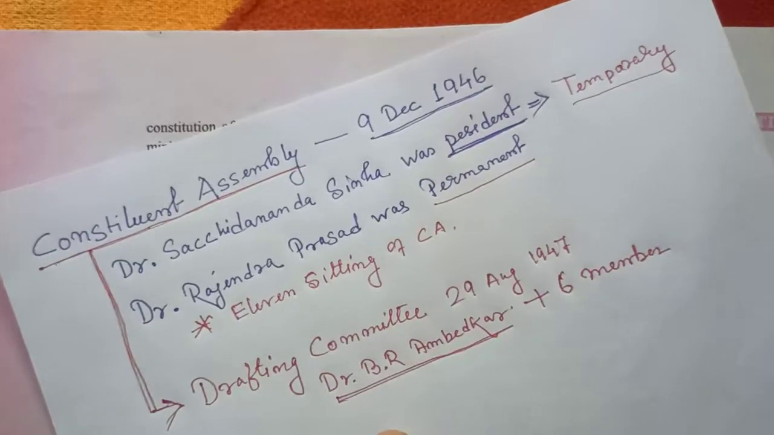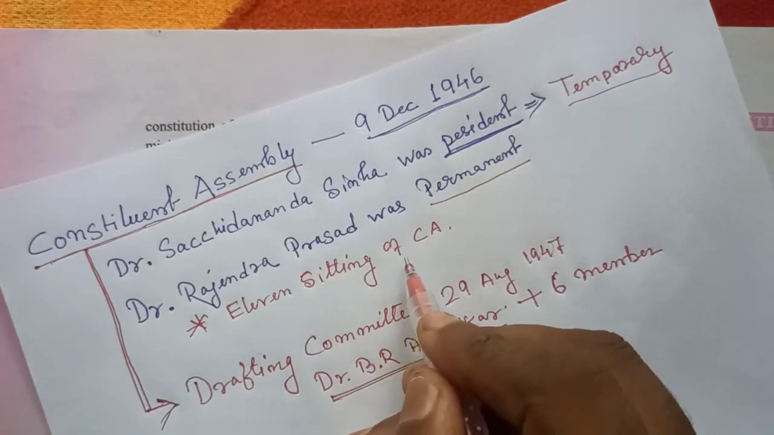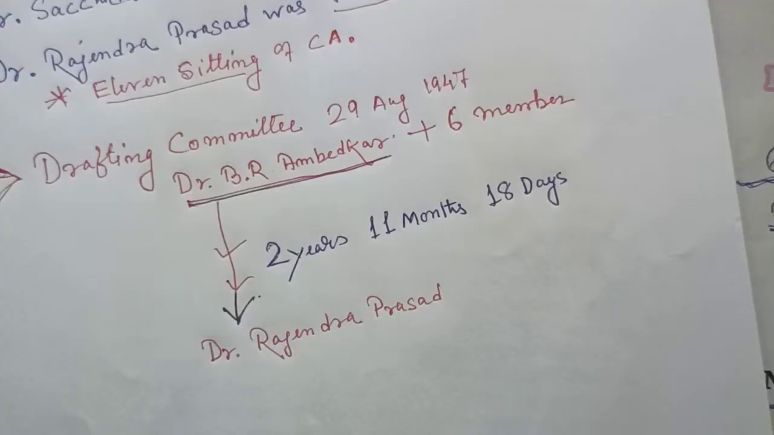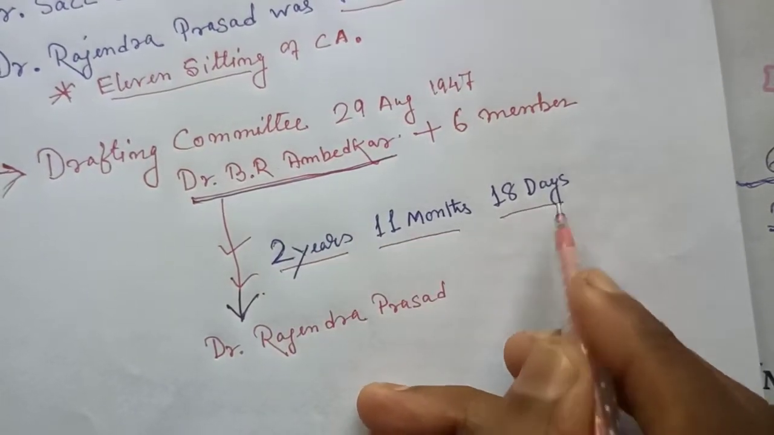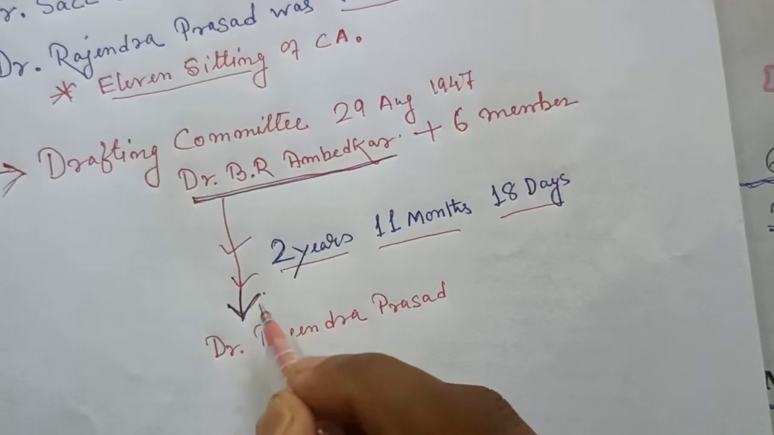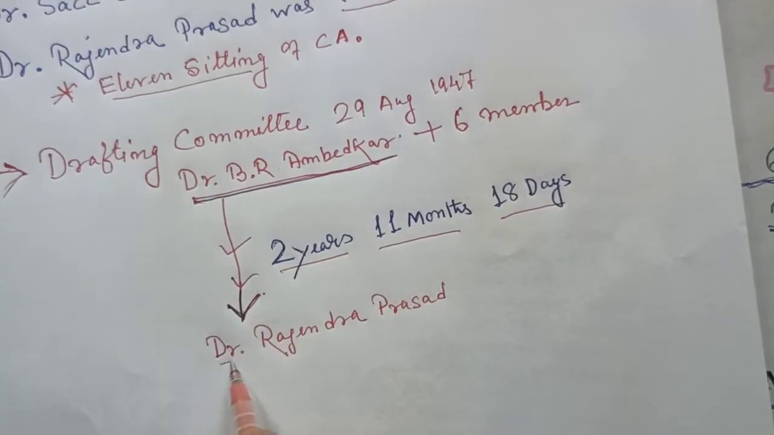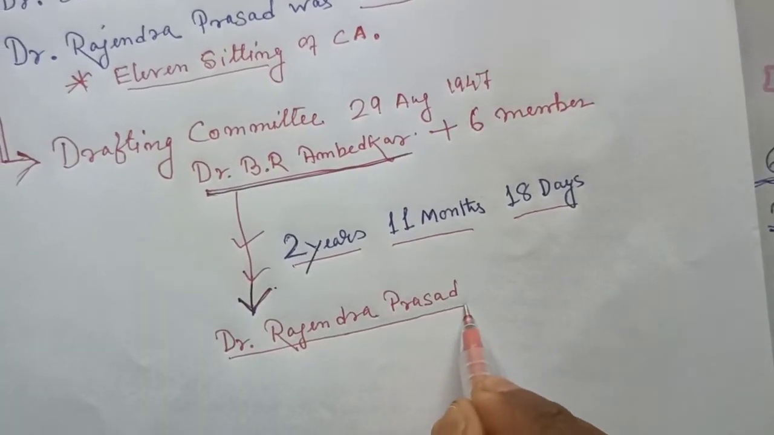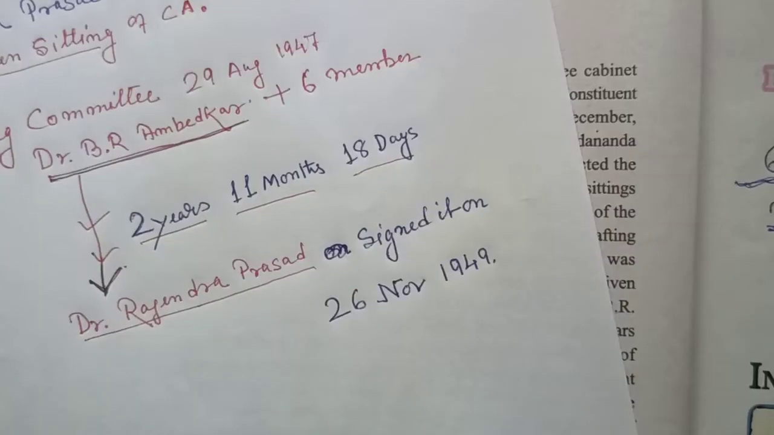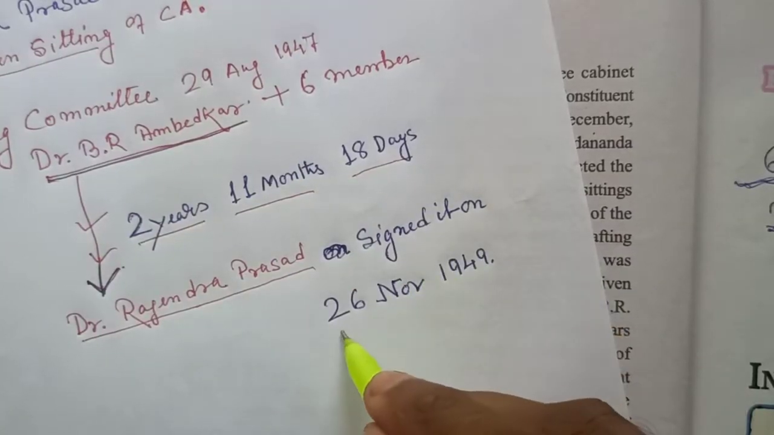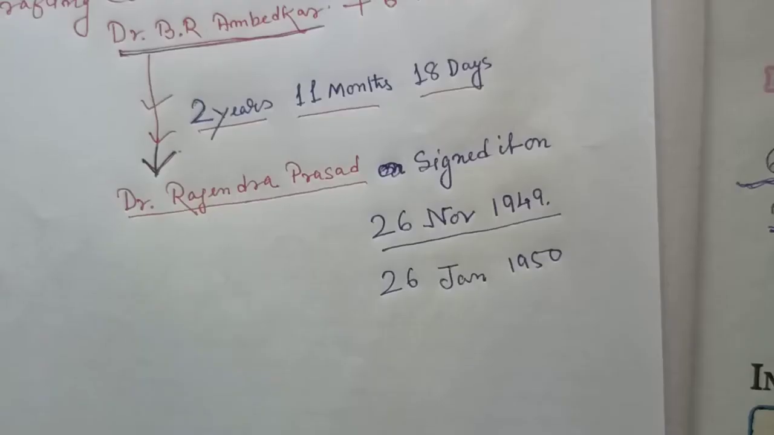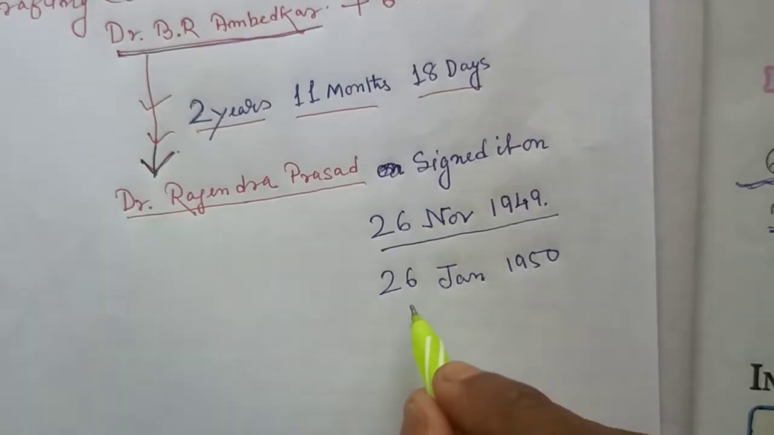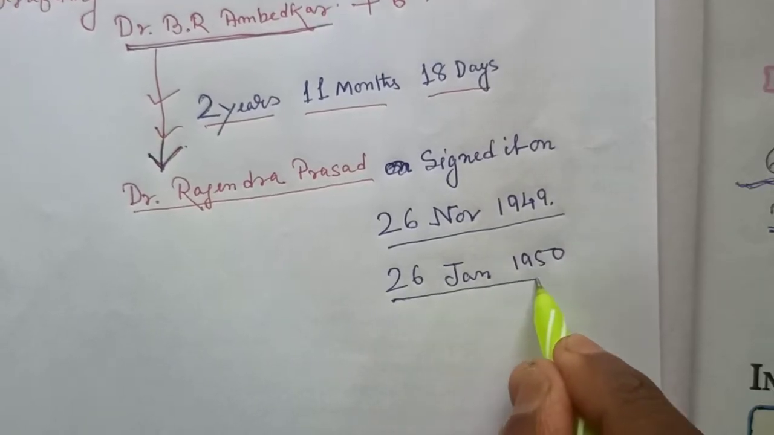Another point you have to remember: 11 sittings of the Constituent Assembly. See, after 2 years, 11 months and 18 days, it was handed over to the president of the Constituent Assembly, that is Dr. Rajendra Prasad, and Dr. Rajendra Prasad signed it on 26th November 1949, and it came into force on 26th January 1950.